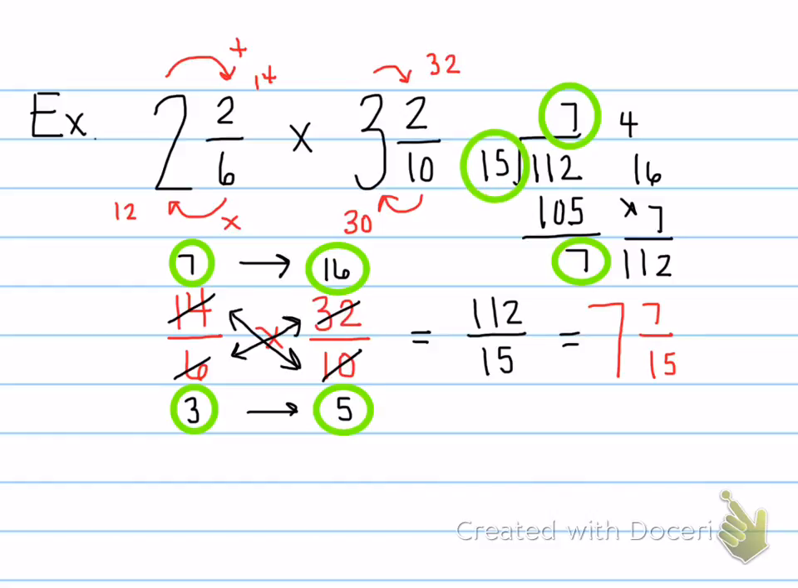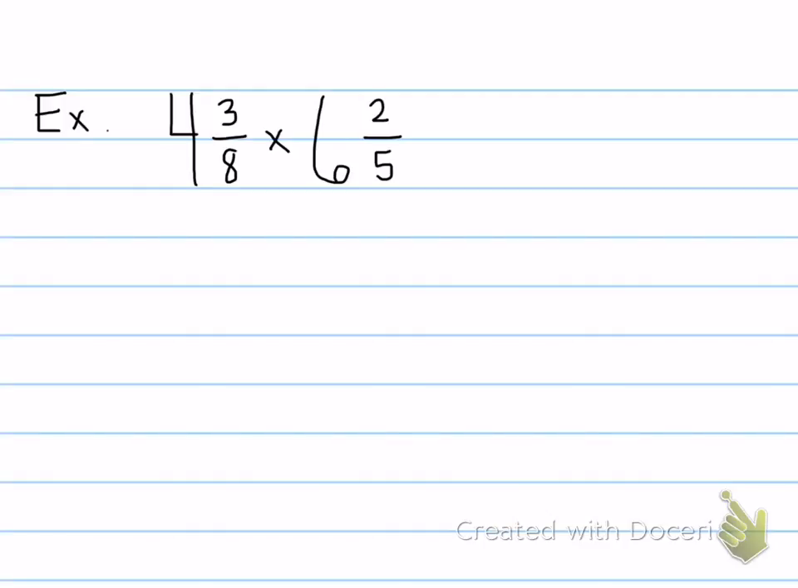Recheck to make sure that your fraction is simplified. Nothing goes into both 7 and 15. So my answer is 7 and 7/15. Now notice you're going to have to do all this extra work over here. You are not going to be able to just do all of this in your head all of the time. So please make sure you are showing your work and the steps that you're doing. All right, let's have you try one on your own. 4 3/8 times 6 2/5. If you could do the work, pause the video, and then come back to check your answer.